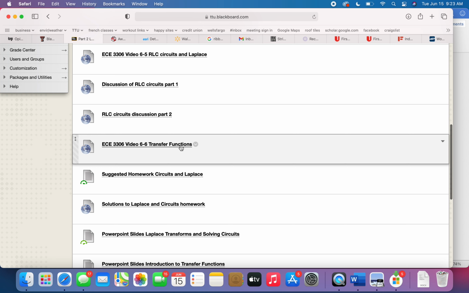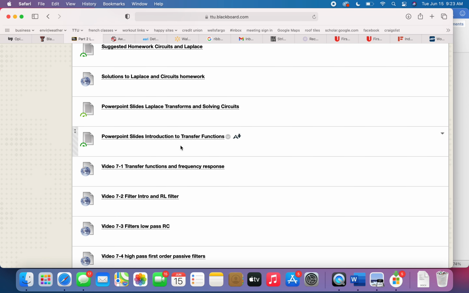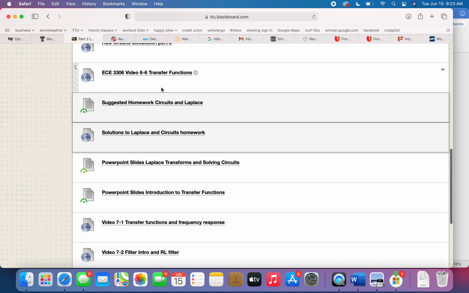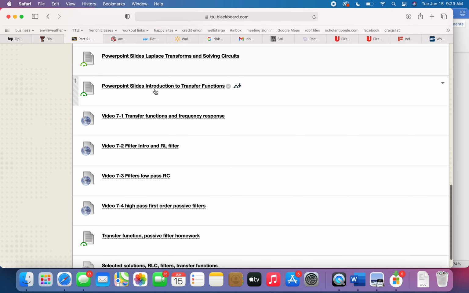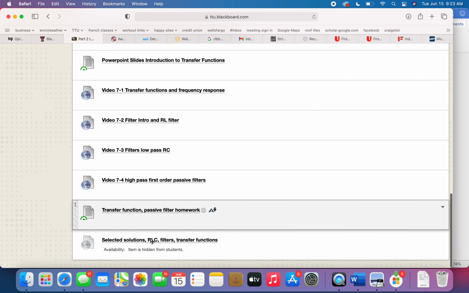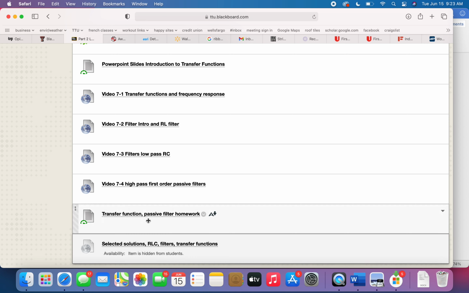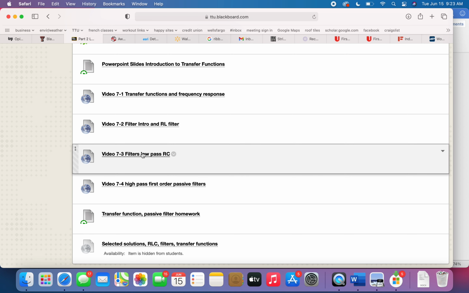Finally, the subject matter concludes with transfer functions and then some basic filtering. So lots of videos on filters. In this unit, we will cover through the low pass, passive low pass and high pass, passive RL and RC. So the material in Unit 2 is broader.